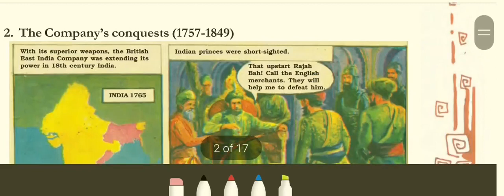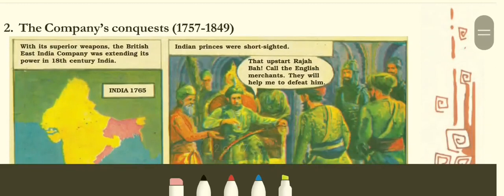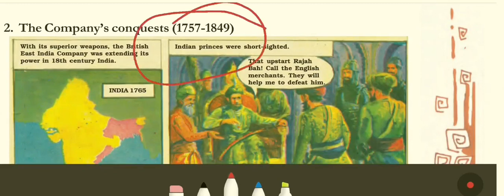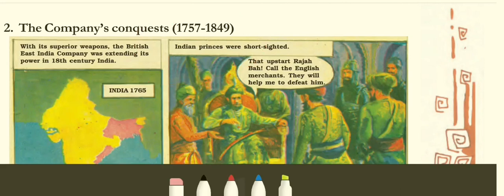Moving on. Now, second pictograph. What is it? The Company's Conquest, 1757 to 1849. Almost a number of years, isn't it? Company here refers to the East India Company.